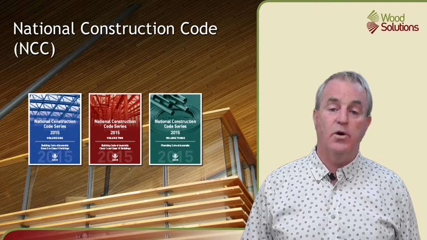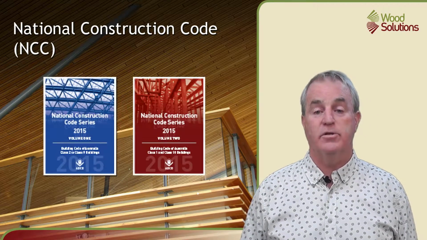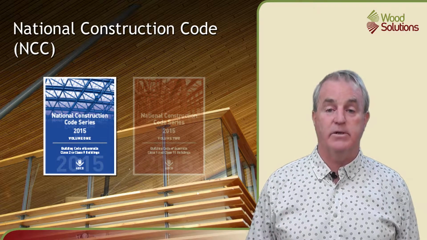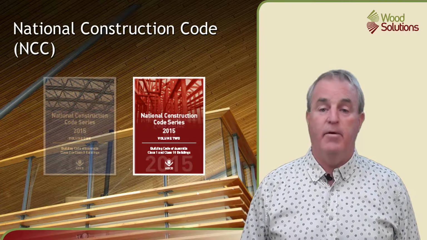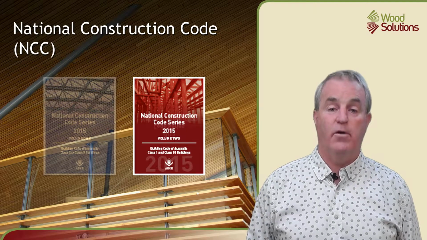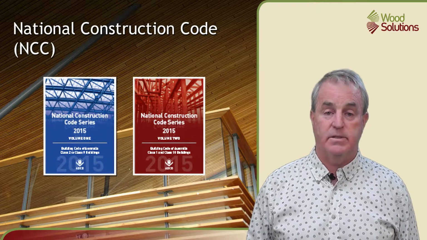The NCC is organised in 3 volumes, with the general building provisions included in the first 2. Volume 1 covers multi-residential and commercial building types. Volume 2 covers general house construction. Most of the discussion in this presentation focuses on provisions in Volume 1. However, Volume 2 contains very similar requirements.